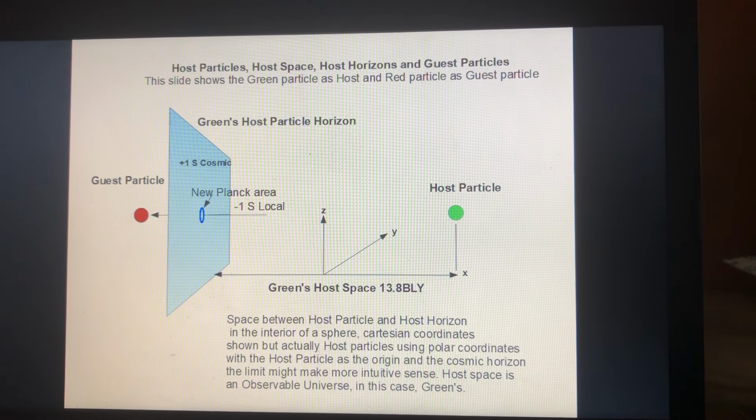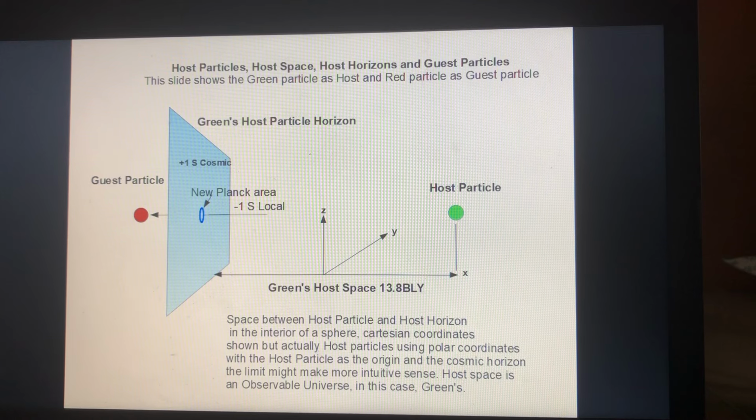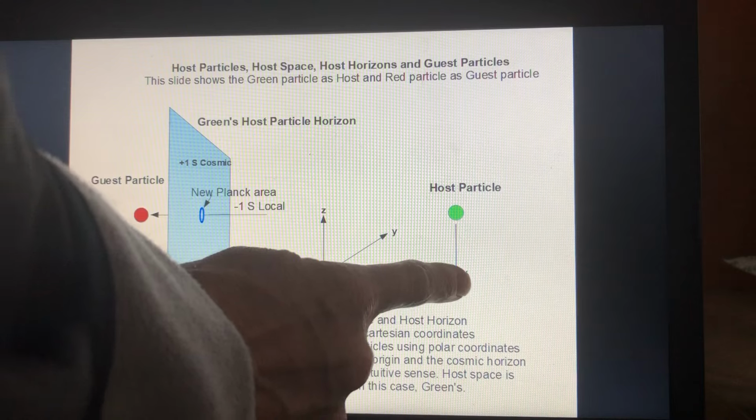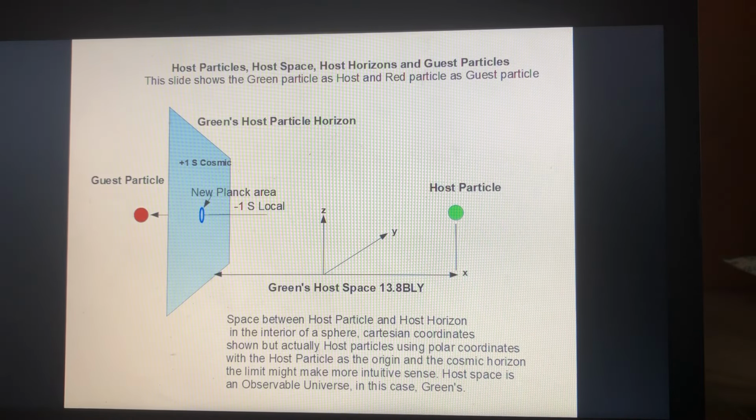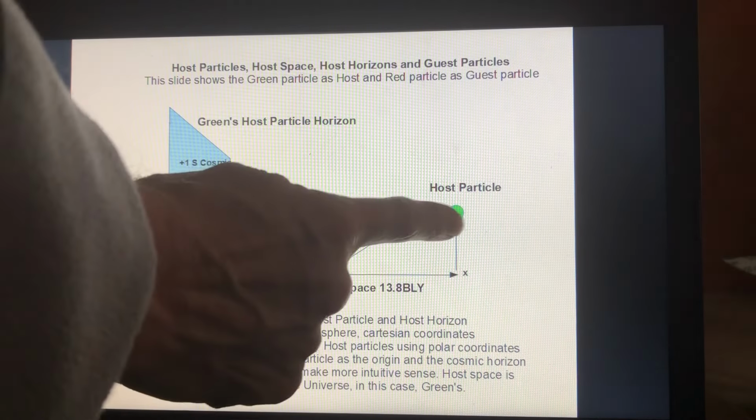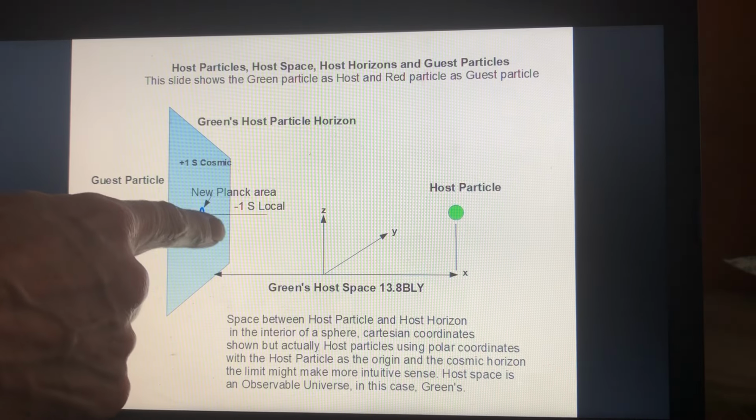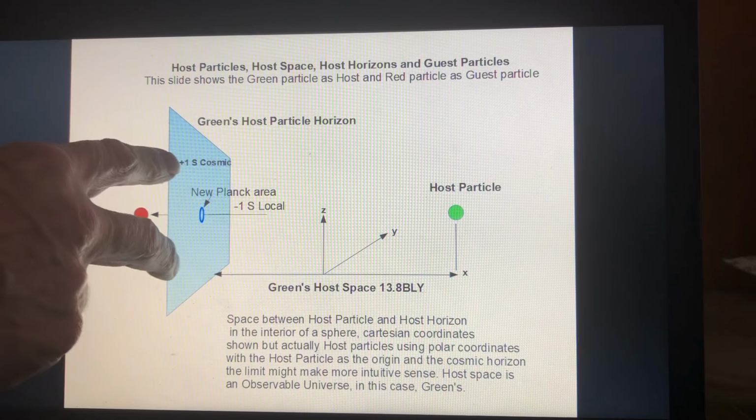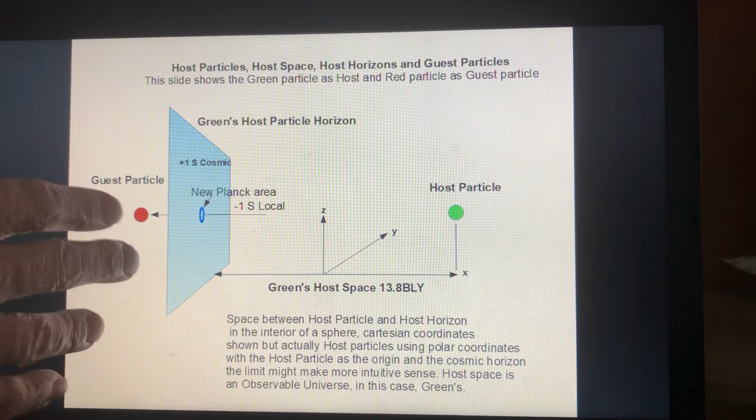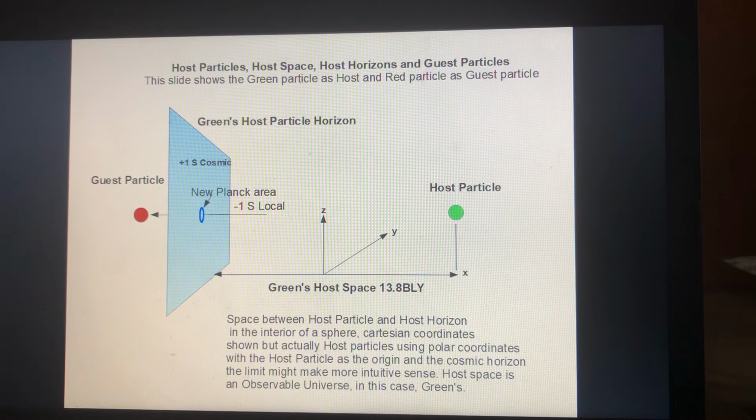And it might be helpful to organize how these particles exist in space by host particles, host space, host horizon, and guest particles. So here we have a green host particle, and this dimension from the host particle to its cosmic horizon is the green's host space at 13.8 billion light years away. Now here we have a guest particle. It was in green's local universe, but it crossed the horizon. And so its energy was encoded as negative energy on the cosmic horizon, added a Planck area of negative energy to grow that horizon.